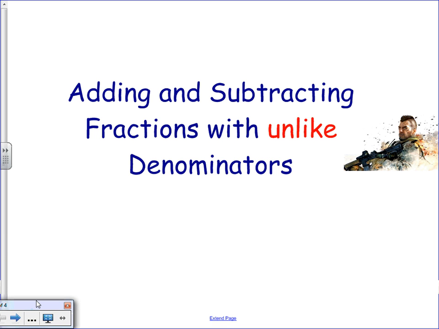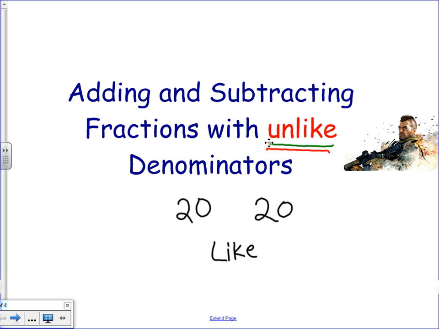Okay, class. Today we're going to be adding and subtracting fractions with unlike denominators. The word unlike is saying that you have two things that are not the same. For example, green and red are not the same. They're unlike. We may have numbers that are the same. For example, 20 and 20 are the same number, so they are like. Then we may have numbers like 20 and 5. Those two are unlike.